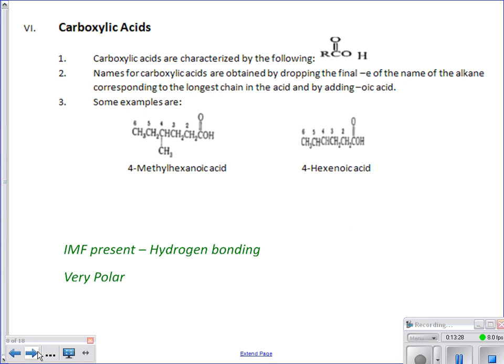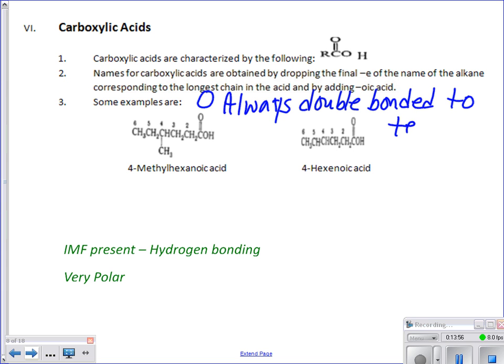Okay, carboxylic acids. In this case, again, we have a double bonded oxygen, but notice we've also got another oxygen in there. And this is always going to be, I'm afraid I dropped it on this one as well, always, let me say, oxygen, always double bonded to terminal carbon.